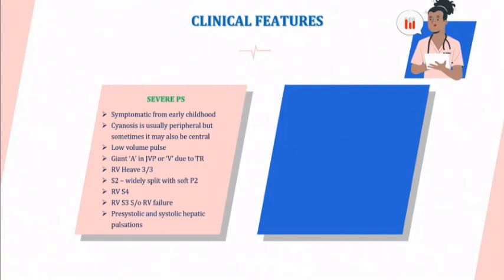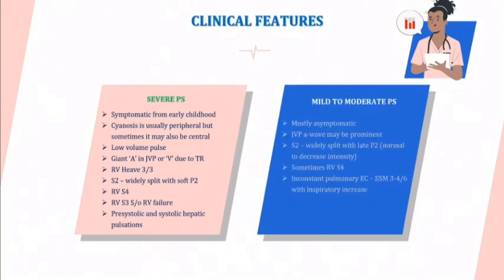Coming to mild and moderate, the patient is barely symptomatic, and still JVP may show a prominent A wave. S2 is widely split with maybe normal P2 loudness, and rarely there can be RV S4. And an inconstant pulmonary valvular ejection click is expected in all kinds of pulmonary stenosis.